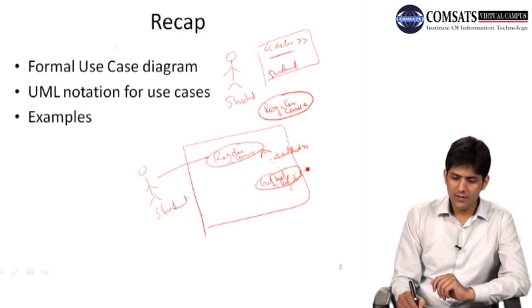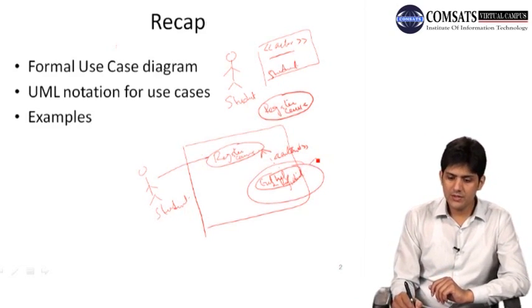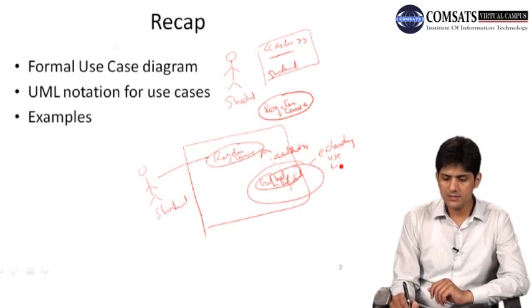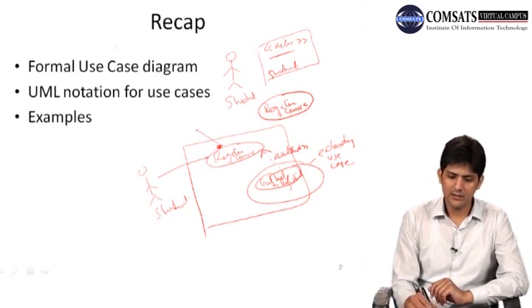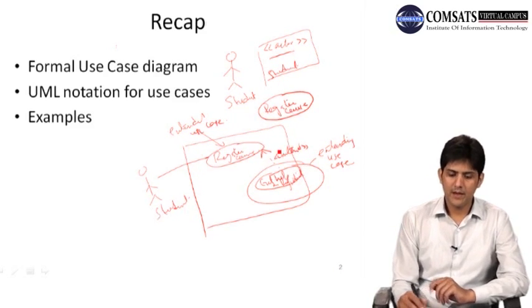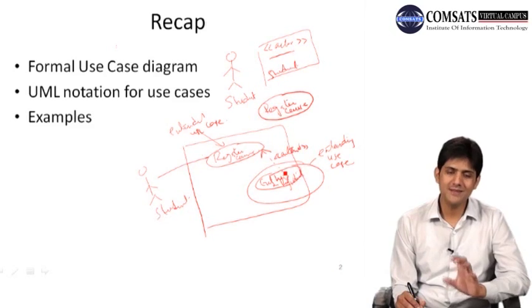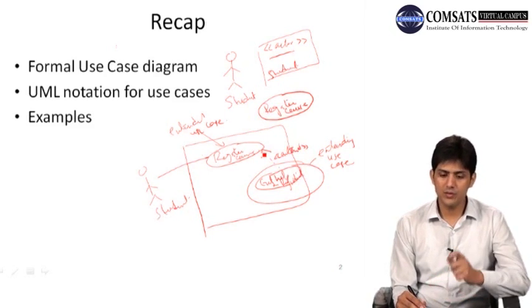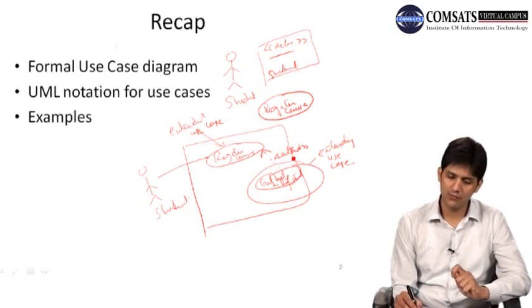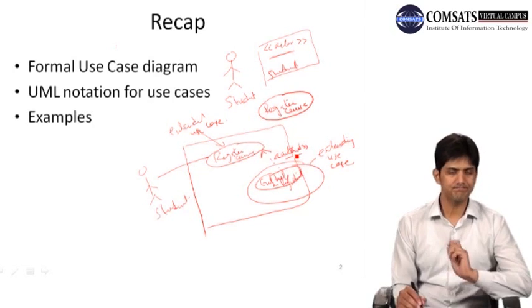So in this case, this particular use case is called the extending use case, and this use case is called the extended use case. And when you are representing this extend relationship, it is normally represented by a dashed arrow, and the arrowhead points from the extending use case towards the extended use case, and we always write a keyword extend.